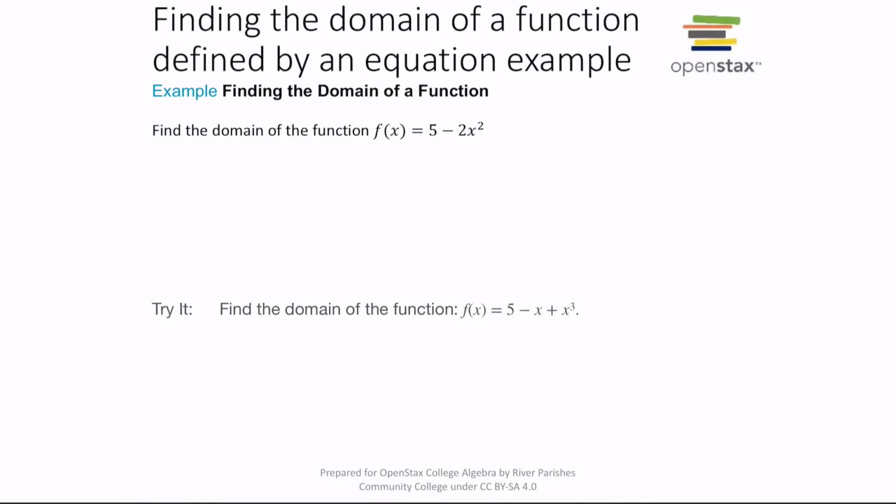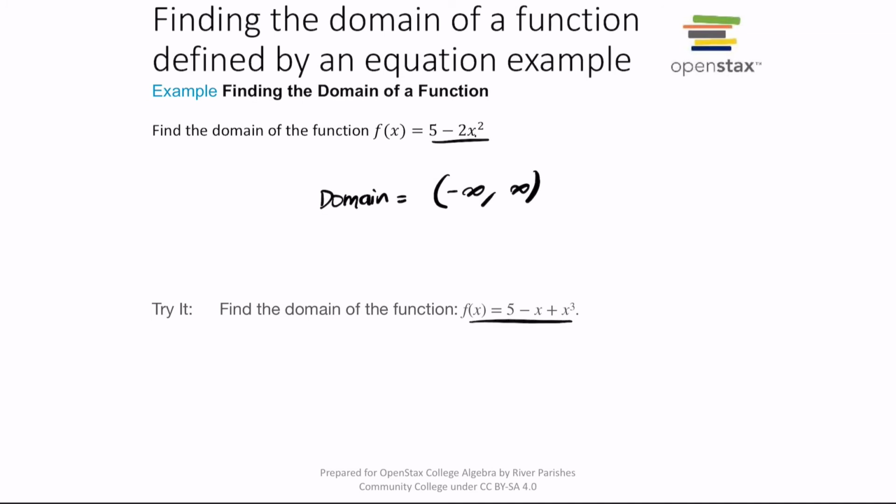Let's try an example of this problem. The first one is 5 minus 2x squared. For 5 minus 2x squared, any value of x will give you a good answer, which means all values are possible. So the domain here is the set of real numbers, which is from negative infinity to infinity. So this is the domain.